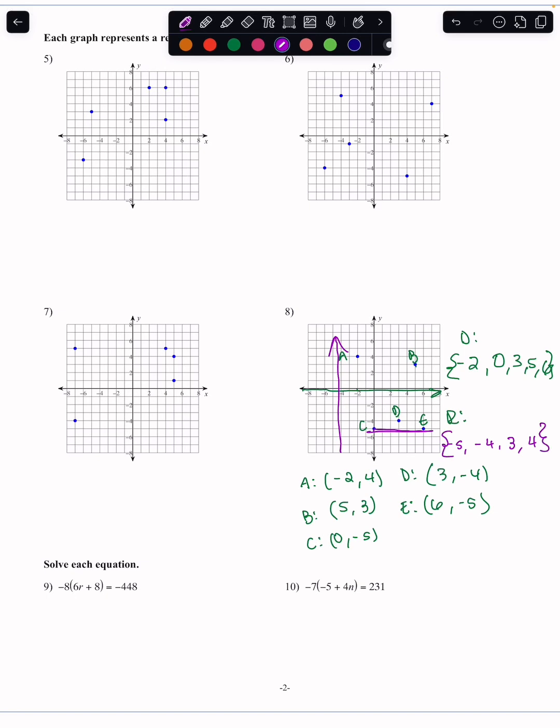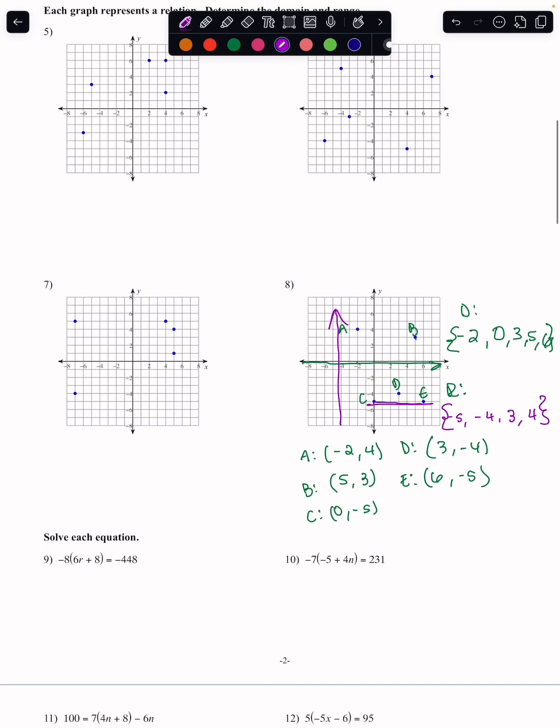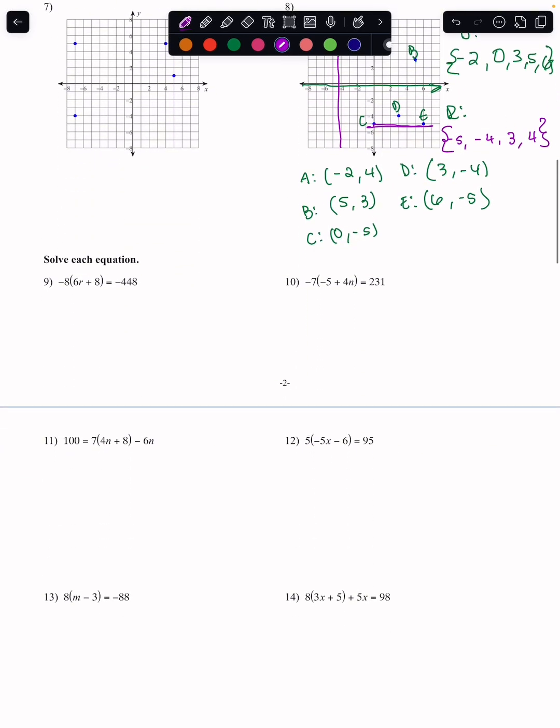All right, let's go down to the next. Let's go ahead and solve some of these. Let's do number 10, and then I'll do number 14. So number 10, we have to do the distributive property because I see parentheses.